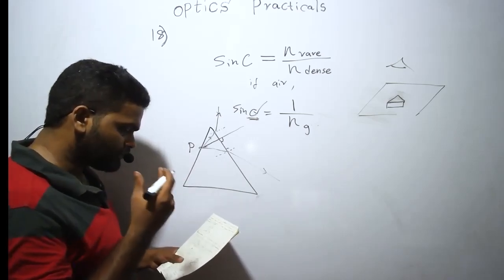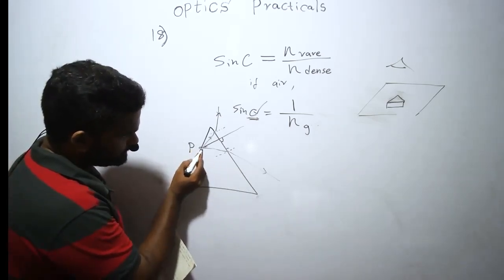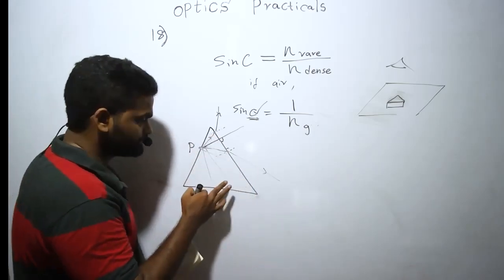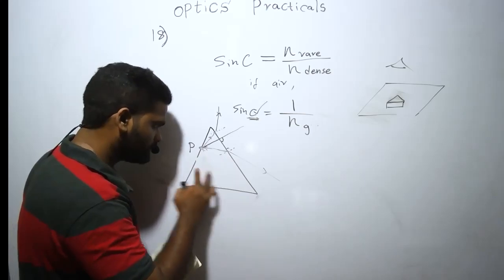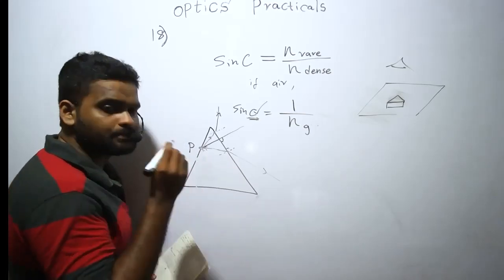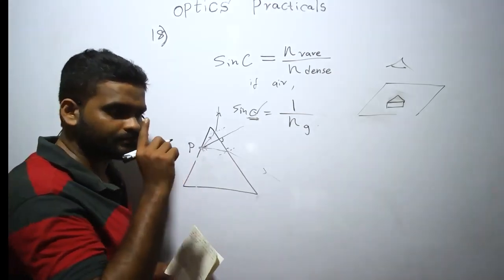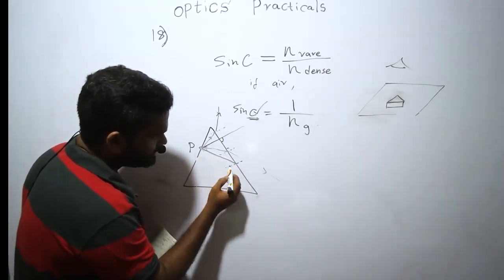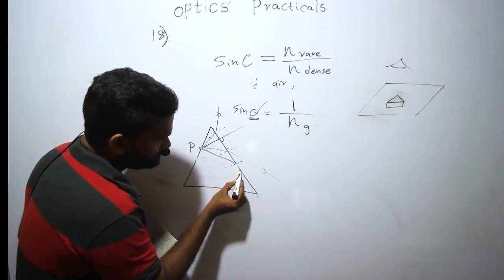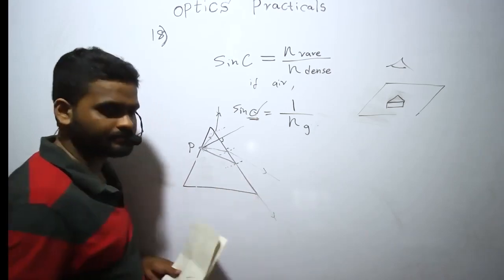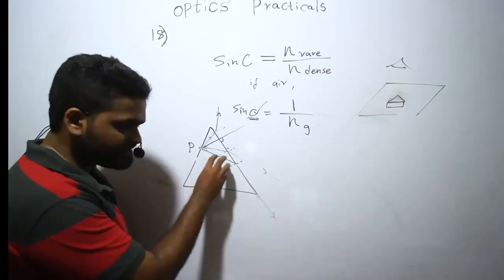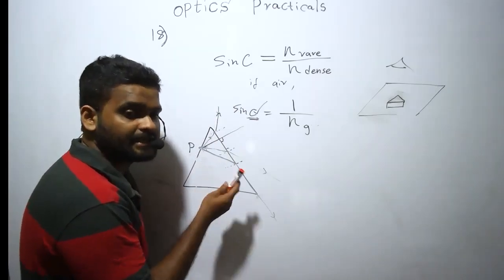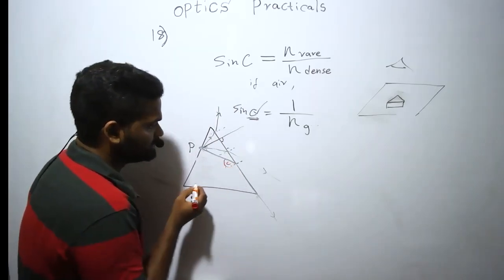So if you keep drawing, you can draw lines like this, right? To all the directions, rays go. There's a particular ray, when it hits here, then the ray goes along the surface. So when this happens, we call this incident angle the critical angle. So this is the critical angle, right?